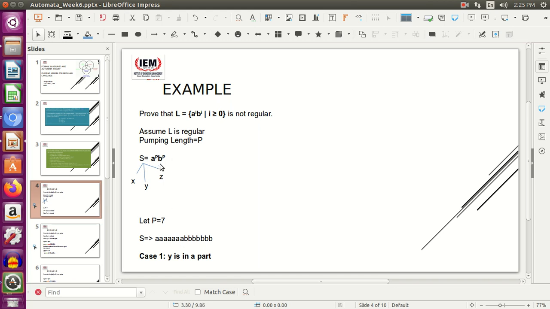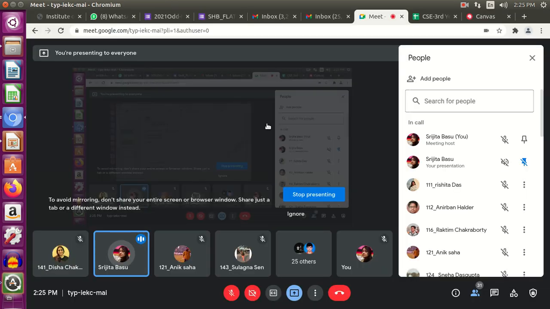So, we are going to assume a string a to the power p b to the power p, since the value of p is 7. So there will be 7 a's followed by 7 b's. Okay. Now this is the example string that we are considering. Now we can have three cases over here basically. The first case is the y part. Since we are dividing it into three parts, some part of this will be x, some will be y, some will be z. Now what we can assume is y is in the a part.